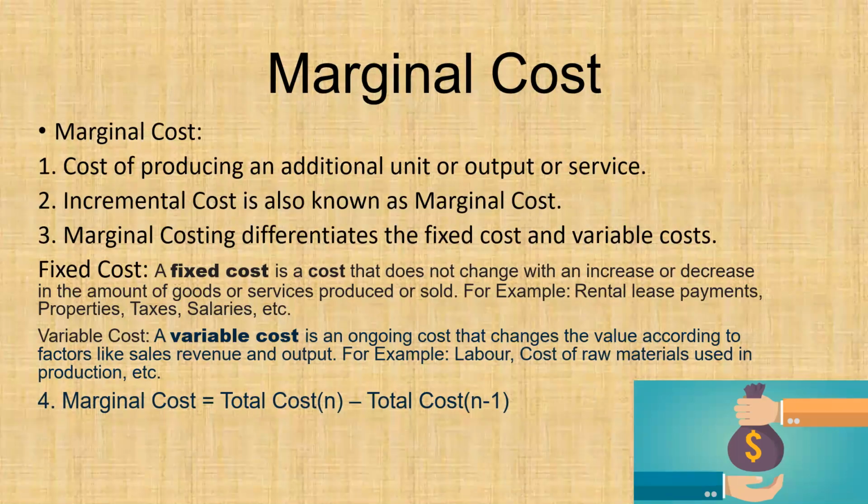So now that we have learned what marginal cost, fixed cost and variable cost are, let's see the equation of marginal cost. Marginal cost is equal to total cost n minus total cost n minus 1. If somebody has not noted down the formula, please note it down right now. It is very important. Marginal cost is equal to total cost n minus total cost n minus 1.